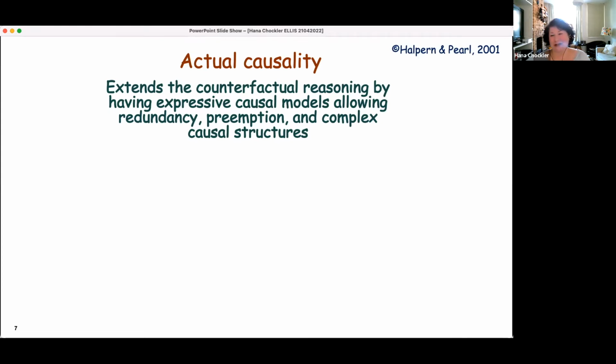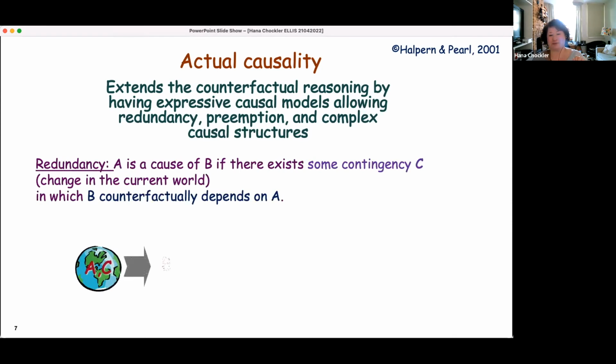So the concept of actual causality extends the counterfactual reasoning by having expressive causal models, allowing redundancy, preemptions, and complex causal structures. So they do allow us to express dependencies between variables as equations, causal equations. They do allow us to capture redundancy and preemption. So redundancy is captured specifically, for example, by introducing the concept of contingency.